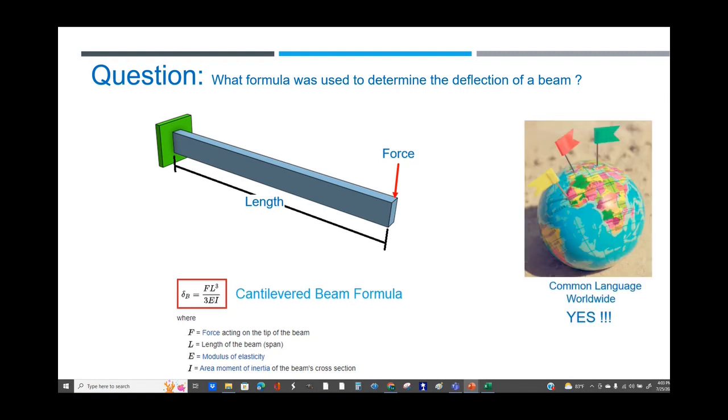And is it a language that's known worldwide? And it is. It's a common language, right? Because as engineers, we use formulas to figure out problems.